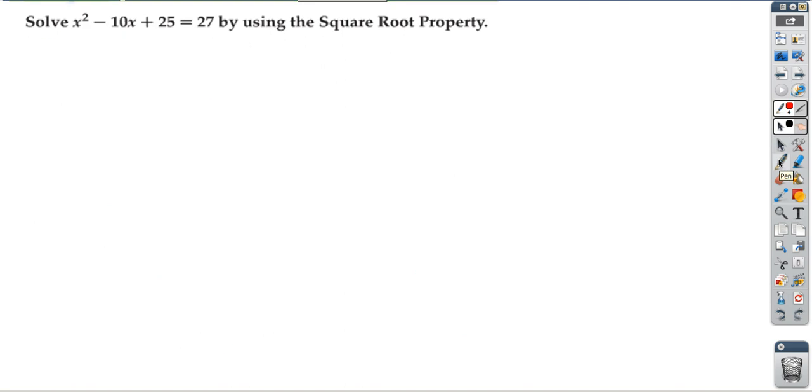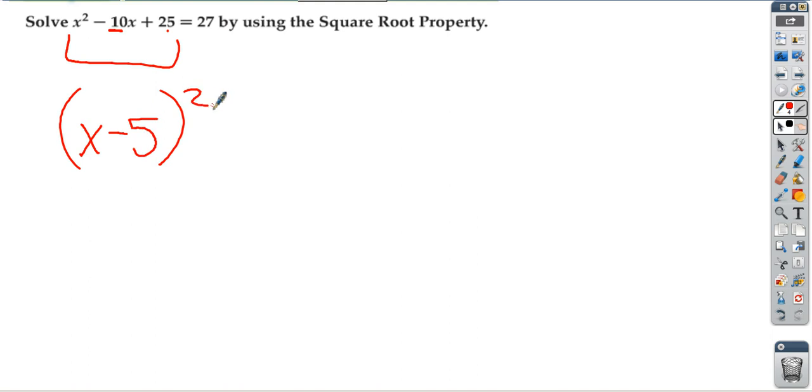Alright, what if you don't have a nice number like 36 that you can easily take the square root of? So this one, for example, this is a perfect square. Notice that half of negative 10 is negative 5. Negative 5 squared is 25, so that is a perfect square, and it will factor to x minus 5. Where did the minus 5 come from? Minus 5 is half of negative 10.